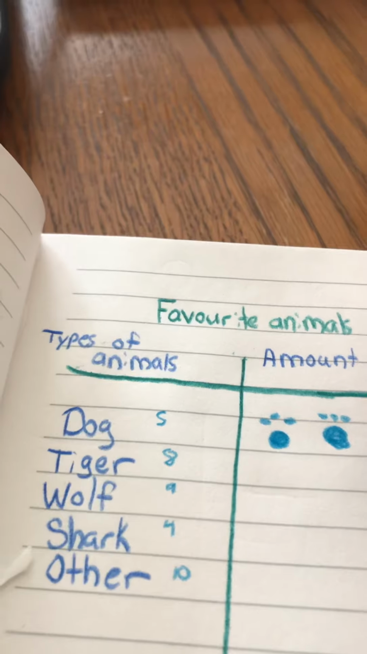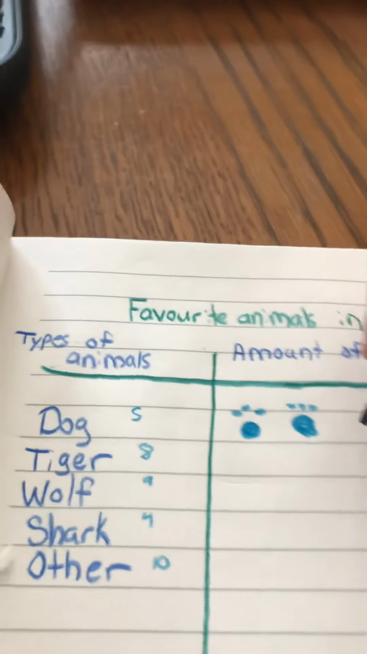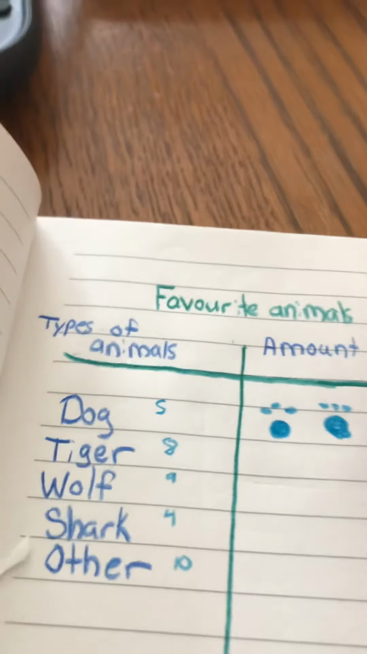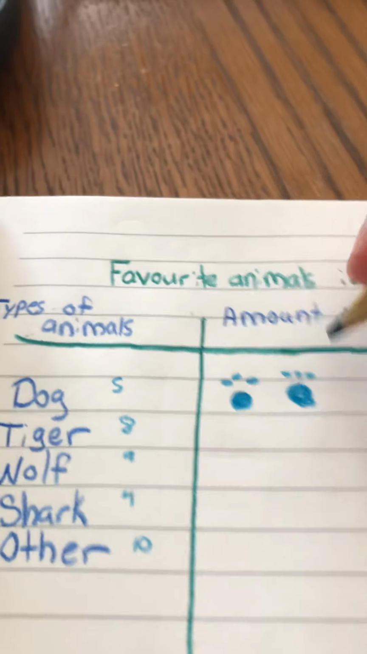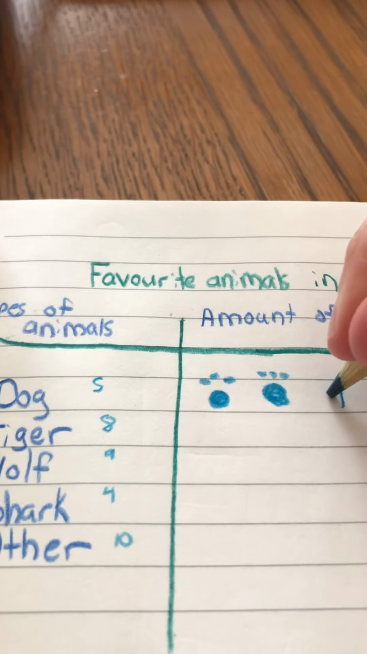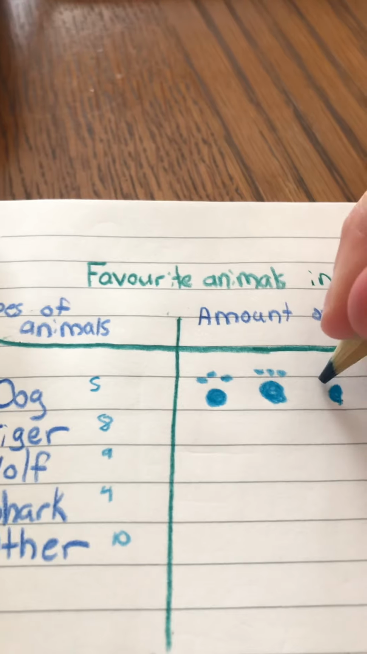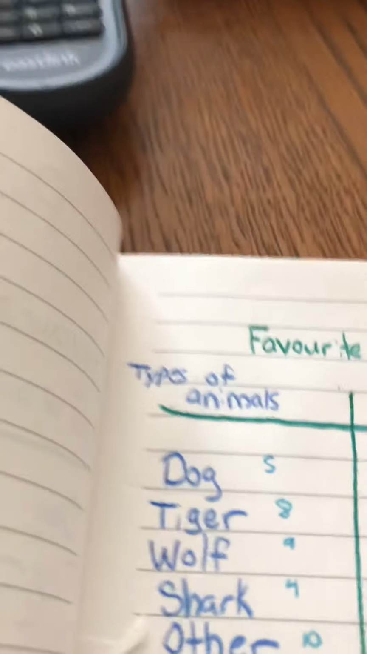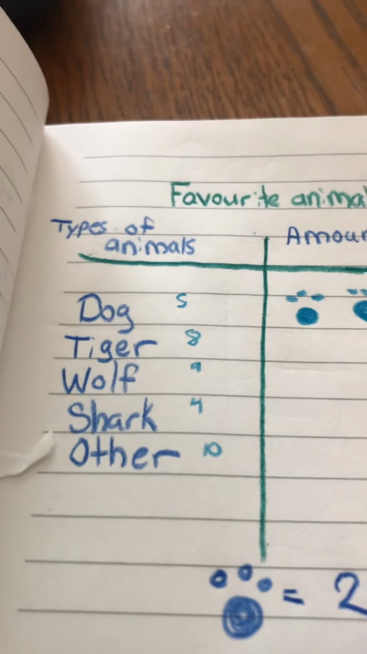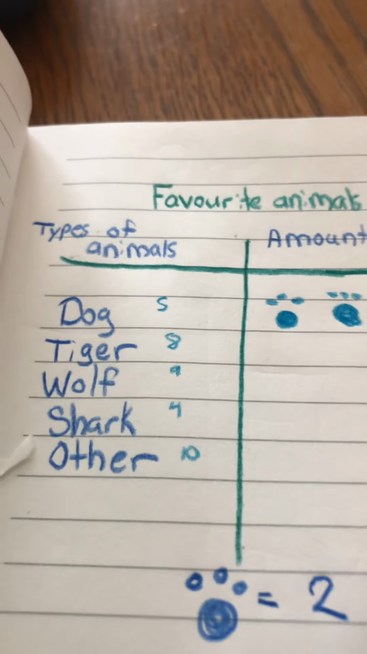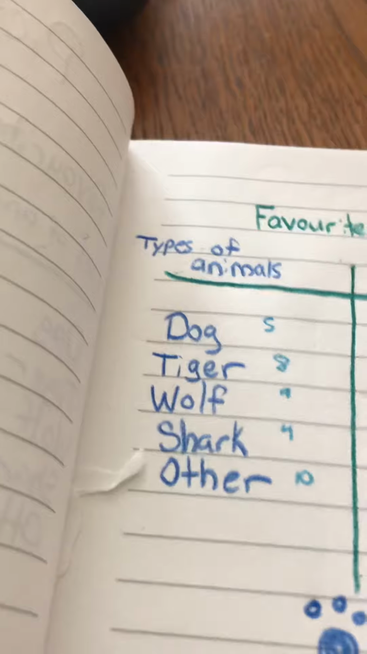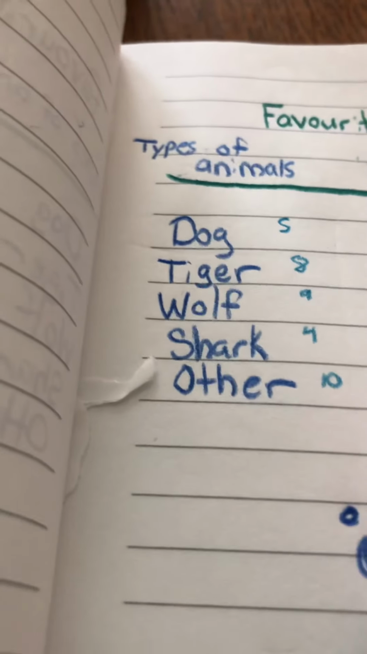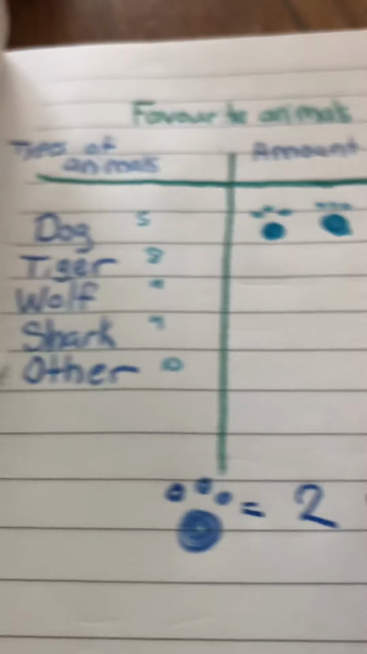Now I can't draw a third full paw print, can I? Because that would mean there were 6 votes for dog when there were only 5. So instead I'm going to draw a half of a paw print. You can do little halves to represent half of a number. If you drew a circle, you could do half a circle. If you drew a square, you could do half a square, as long as it shows half. And down below, you can say that half a paw print equals 1.